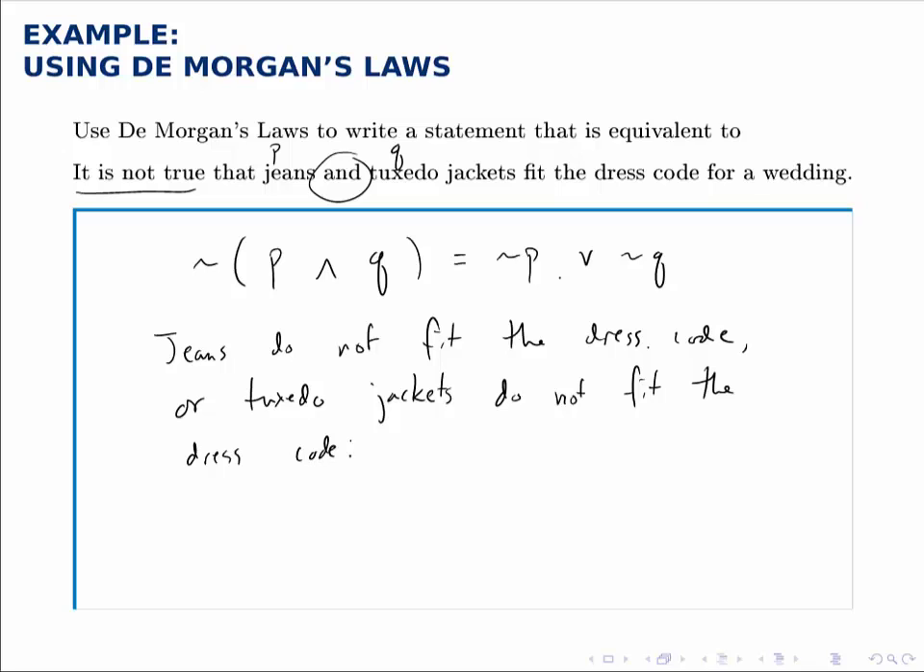And of course, in practical terms, you could look at this and say, there are weddings where jeans are worn, there are weddings where tuxedos are worn, but rarely do the two mix. So it makes sense that this is equivalent to the original statement. But we used De Morgan's law to do so, and it was easiest if we wrote it in symbolic form.